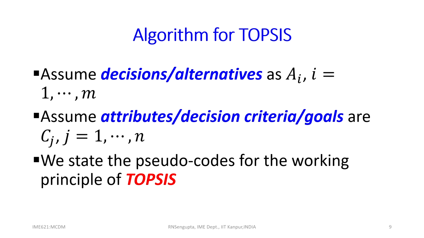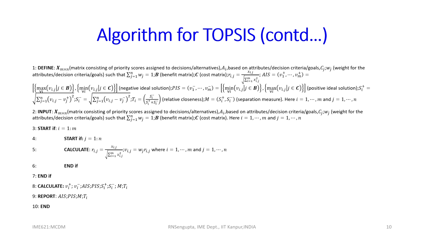So, we consider decisions on alternatives Ai, 1 to m, and assume the attributes of the decision criteria are given from 1 to n, which is capital M for alternatives and capital N for the criteria. Capital means they can be capital M or capital N, here it is small m, small n. We state the pseudocode for the working of the TOPSIS method, and rather than going into the algorithm, I will just mention the important points which we will see in the problem.